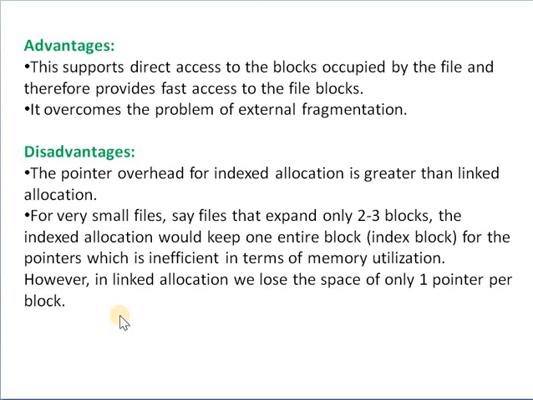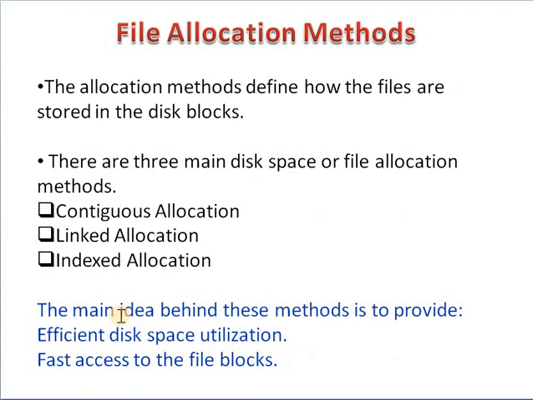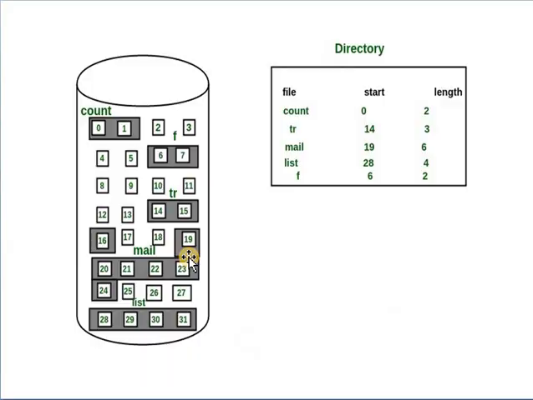Okay. In today's lecture, we were seeing the file allocation methods. The file allocation method defines how the files are stored in disk blocks. There are 3 disk allocation methods used in an operating system: continuous allocation, linked allocation, and indexed allocation. This is continuous allocation. In this, continuous blocks are made available for storing a file.